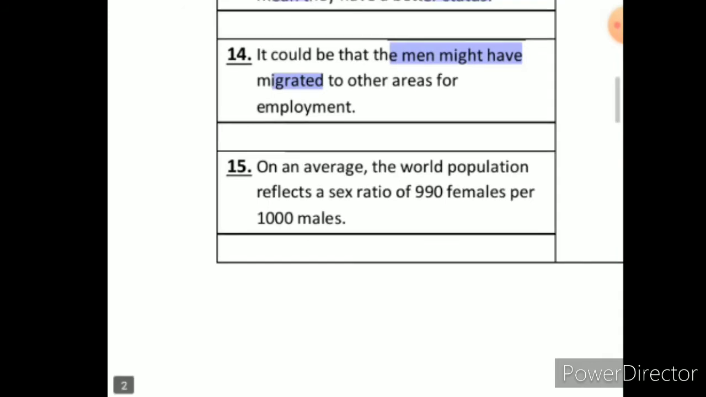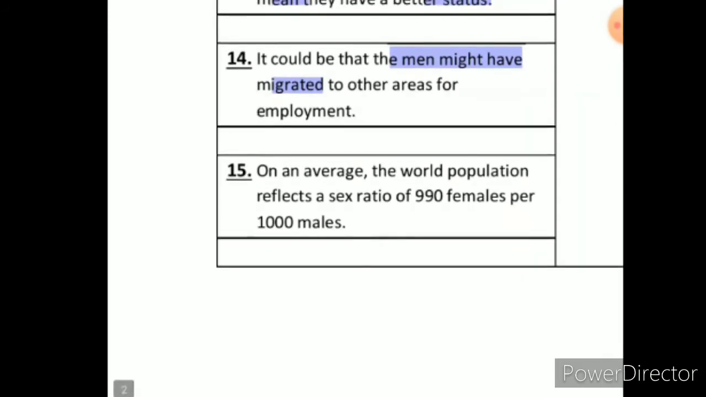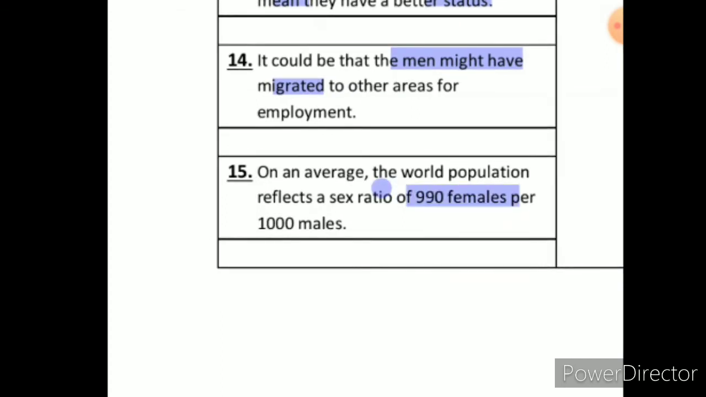Sex ratio lies around 930 females per thousand males. Okay, so that we can see in some countries. Now we will tell you where the highest sex ratio in the world has been recorded, where females outnumber males. Name the country. So that is Latvia.